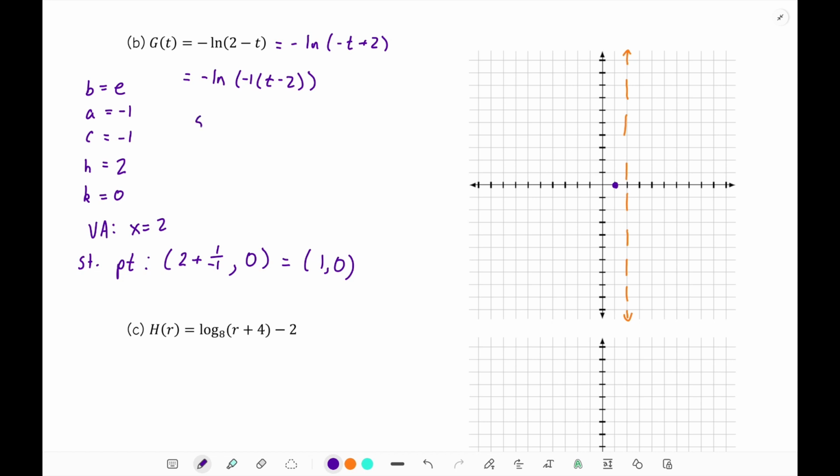And then since a is negative, flip vertically. And since C is negative, flip horizontally as well.